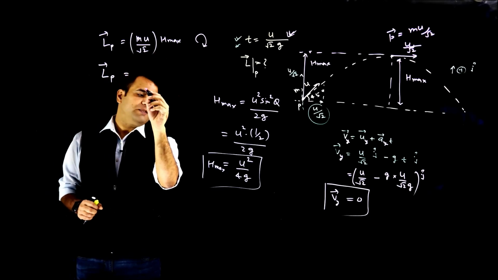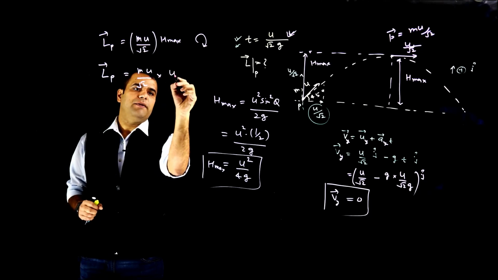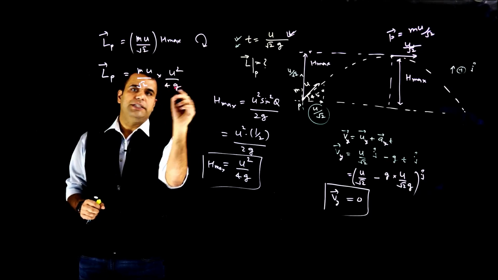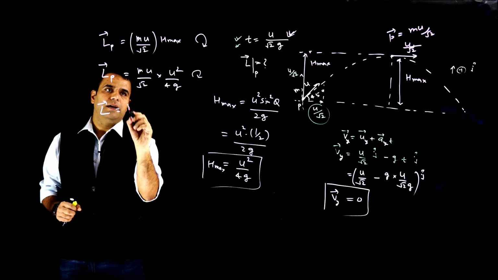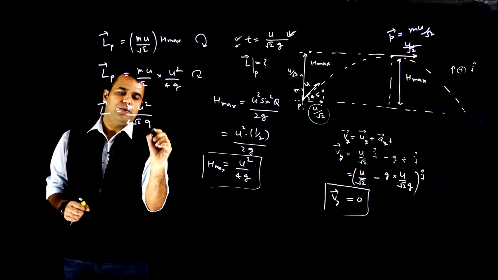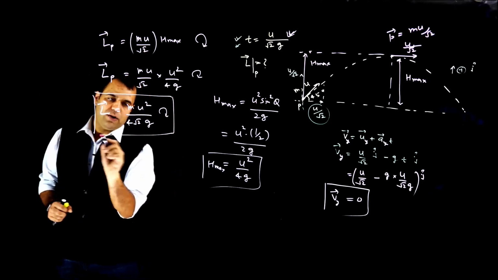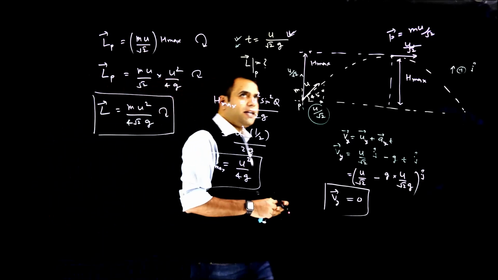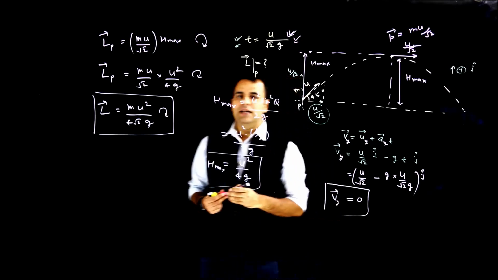Let's put the value of h max also. So mu upon root 2 multiplied with u square upon 4g. That makes m u cube upon 4 root 2 times g. That becomes the clockwise angular momentum of this particle after this time with respect to the initial location.